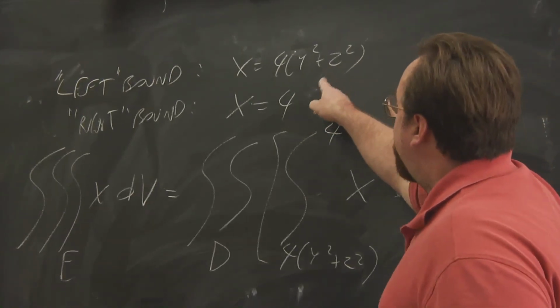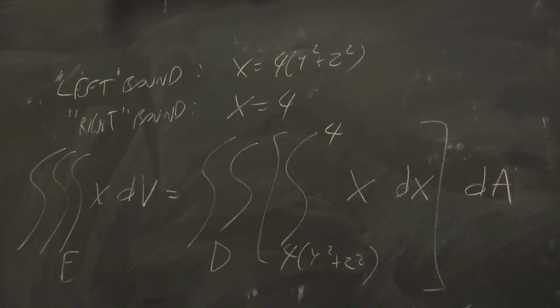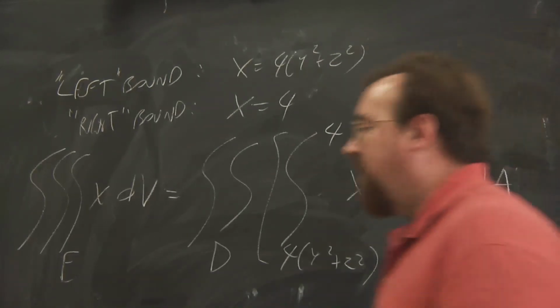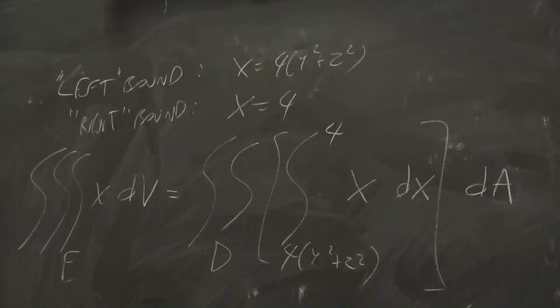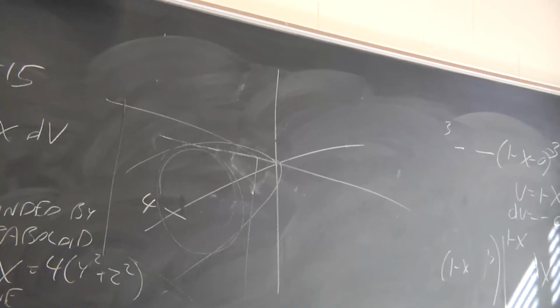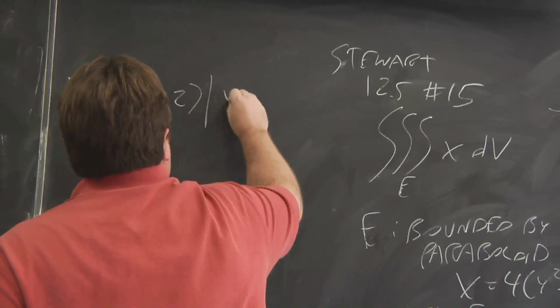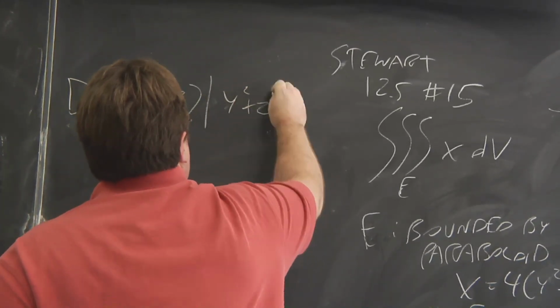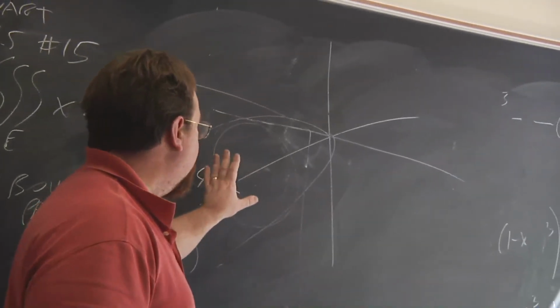For that we need to see what happens when these surfaces meet. So where the paraboloid meets the plane x equals 4, what can we say about y and z? Yeah, y squared plus z squared is equal to 1 at this boundary. So our region D, instead of all y and z, is y squared plus z squared equal to 1. So by looking down the x-axis at this region, we're looking at this portion of it.